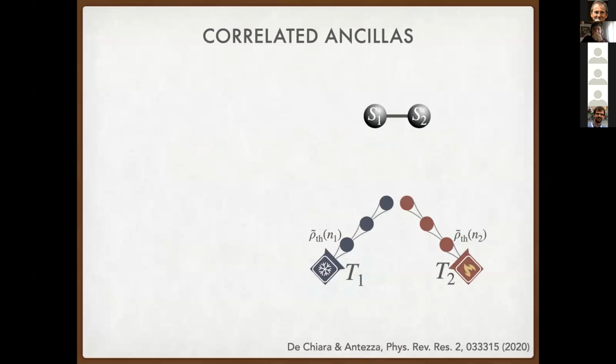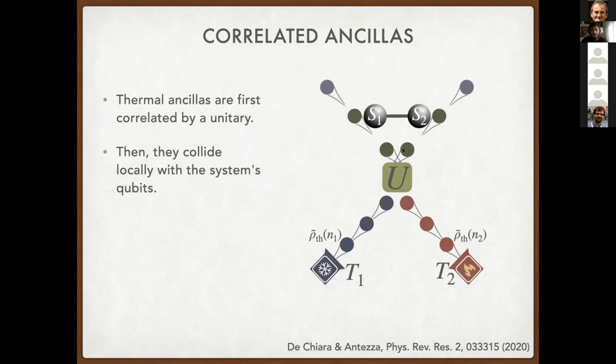Okay, so let's go to the second part of today's talk, which is an extension of this method, where we consider correlated ancillas. We consider a system similar to the one I showed before, where there are a series of ancillas created at cold temperature T1 and another set of ancillas created at temperature T2. They are at this strange angle because the idea is that we then correlate them with a unitary operation. After that, the emerging ancillas, which are now green, meaning that they are correlated, locally interact with each part of the system, S1 and S2.